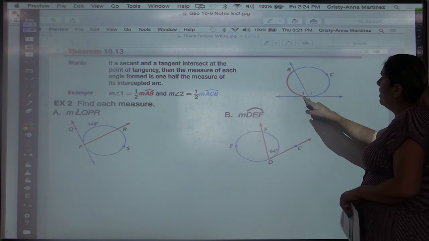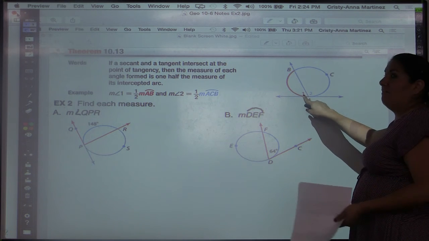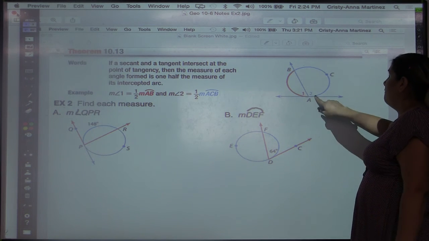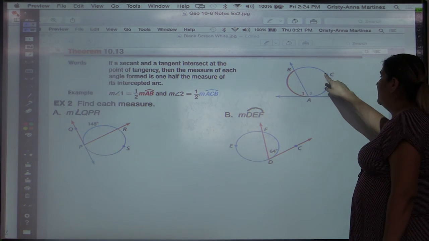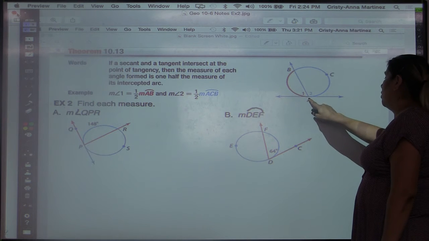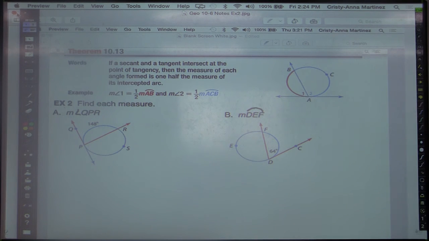So for angle 1, the intercepted arc is AB. So the measurement of angle 1 would be half of the arc AB. And then for angle 2, it would be half of the arc, which would go from B to C to A, or you could go A, C, B. That entire arc, half of that would be the measure of the angle.